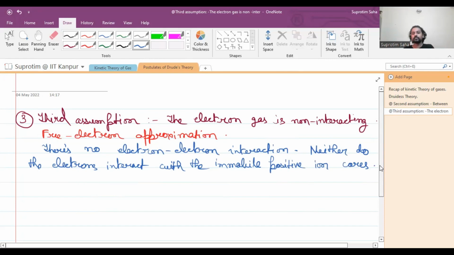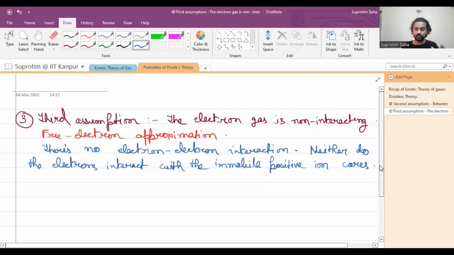At a later point, when we go deep into the course, we will see that this interaction between the electrons and the positive ion cores is very, very important in explaining some features that will get revealed as we go along. But the catch is that this simplest assumption, which is translated from the kinetic theory, is enough to explain very interesting properties and also some of the basic properties of metals in general.